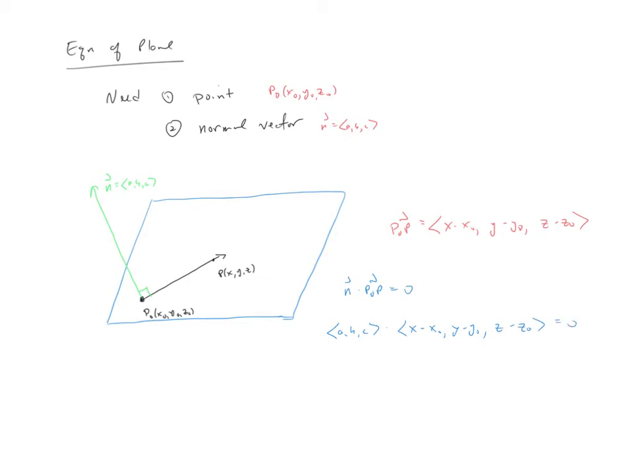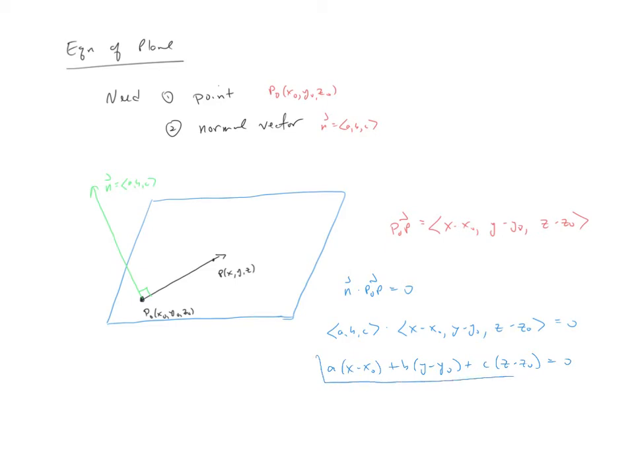And again, that's 0 scalar, not 0 vector, because as we dot these things, we are not coming up with a vector. So we're going to have a times x minus x naught, plus b times y minus y naught, plus c times z minus z naught, all equaling 0. So a times (x minus x naught) plus b times (y minus y naught) plus c times (z minus z naught) equals 0.